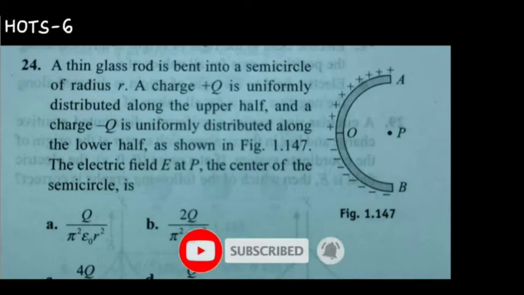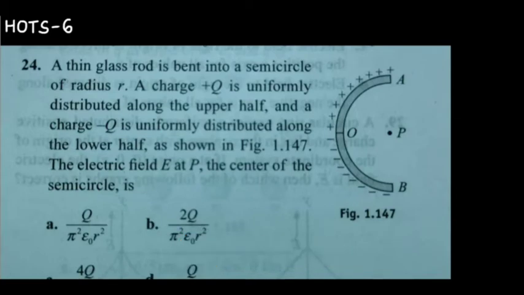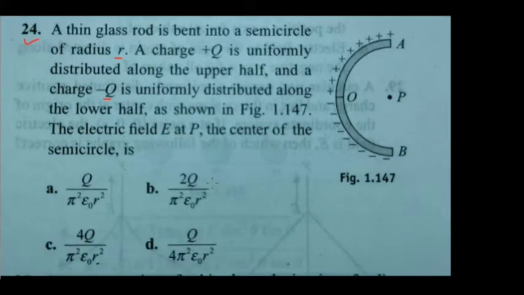So students, in this video I'll solve a question from the chapter Electric Charge and Field, which is on the screen. So let's get started. The question is: a thin glass rod is bent into a semicircle of radius r. A charge plus q is uniformly distributed along the upper half and a charge minus q is uniformly distributed along the lower half, as shown in the figure. The electric field E at the point P, which is the center of the semicircle, is dash. So we have four options given and we have to choose the correct alternative.